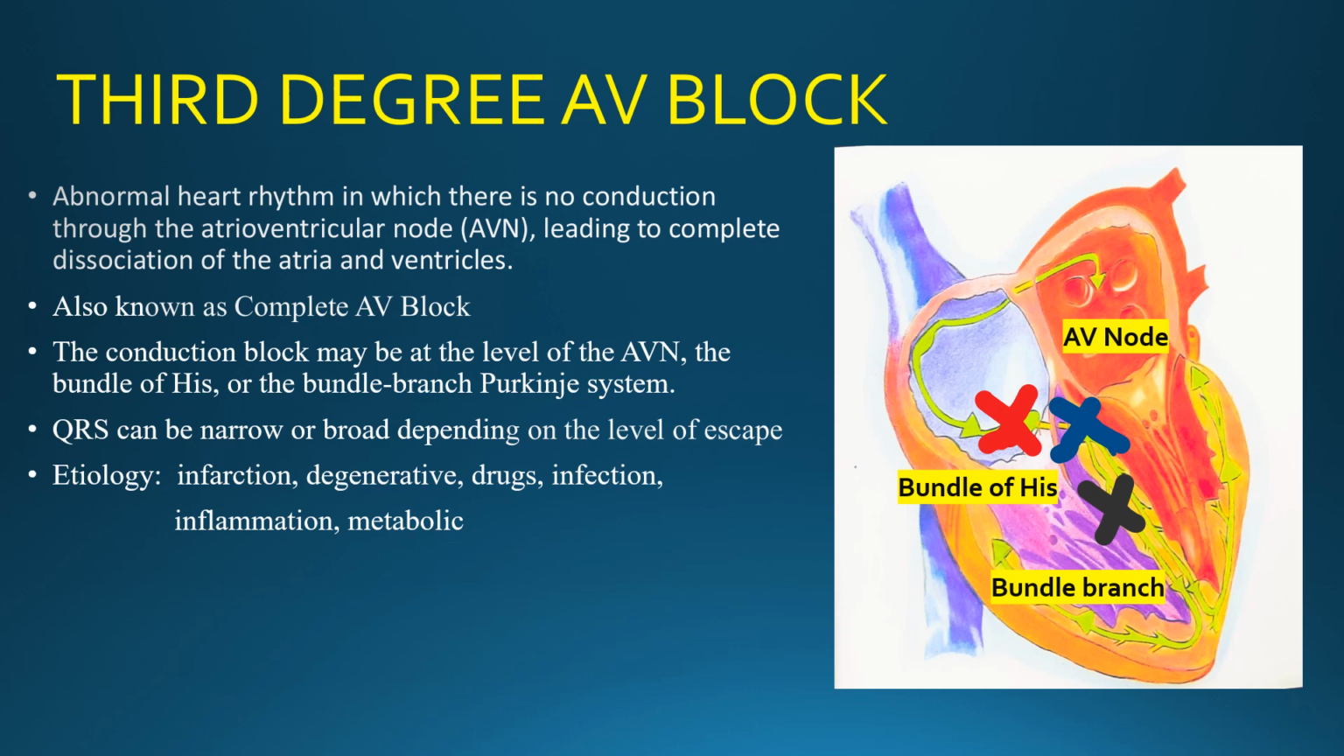Infections can also cause these AV blocks, and inflammation like sarcoidosis is an example which is commonly seen in young individuals. Sarcoidosis can cause this AV block, especially when the granulomas settle in the conduction system, and metabolic causes as well. So these are some common causes for a third degree AV block which we need to identify depending upon the case.